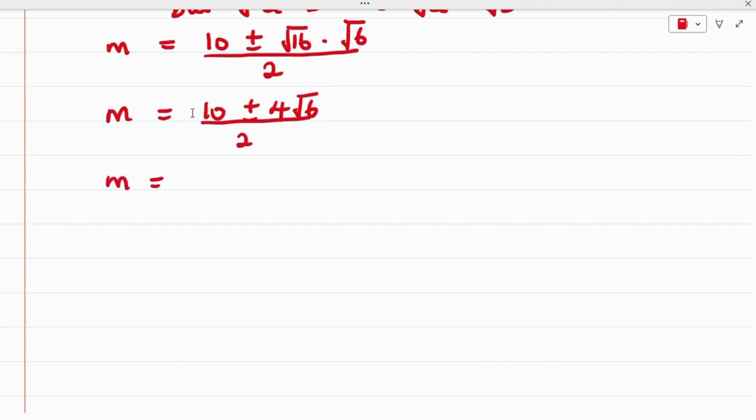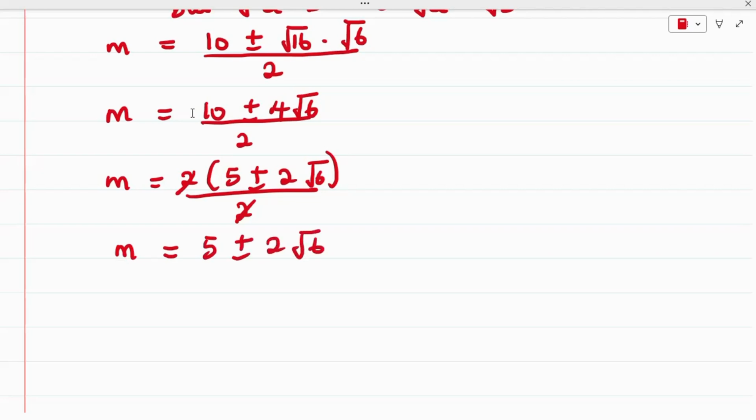So m is equal to, if you factor out 2, we have this to be 5 plus or minus 2 root 6, and this is going to be divided by what? 2. So we cancel this out, and we have that m is equal to 5 plus or minus 2 root 6. So we have that m is equal to 5 plus 2 root 6, and we also have that m is equal to 5 minus 2 root 6. So we have been able to find the values of m.